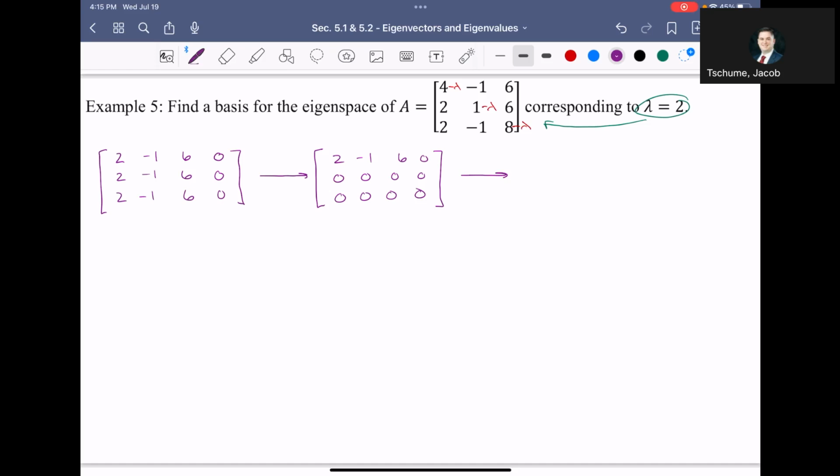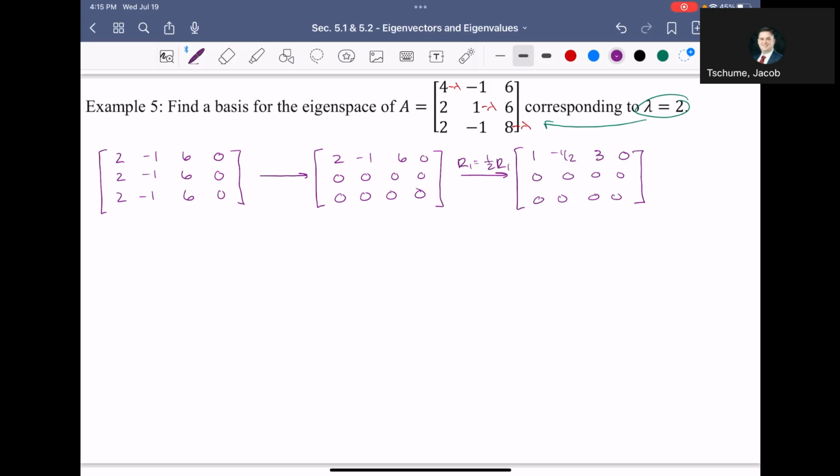Now, I need to go ahead and scale the top row to get it into reduced echelon form. So I'm going to take row 1 and multiply everything by a half. So that's going to end up giving me 1, negative 1/2, 3, 0, and then we'll fill in the rest of the zeros here.